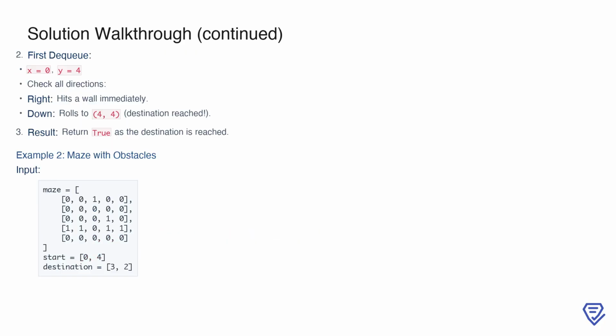The algorithm starts by dequeuing the first position, which is 0, 4. From here, we evaluate all possible directions of movement. Moving to the right hits a wall immediately, so we discard it. Moving down allows the ball to roll straight to the bottom of the column, stopping at 4, 4, which is our destination. Since the destination is reached, we can immediately return true, indicating that there is a valid path. This straightforward example demonstrates how the algorithm effectively handles movement in open spaces and identifies when the destination is reached.